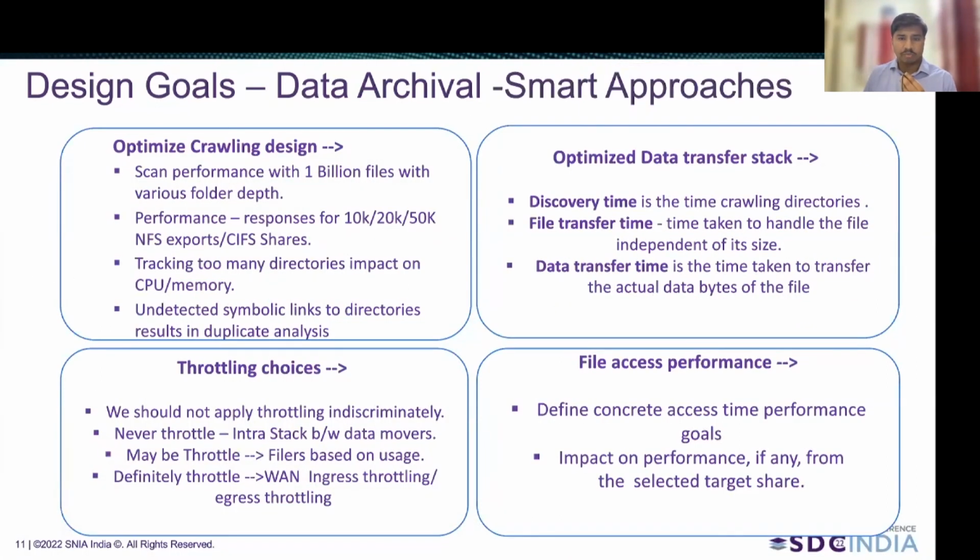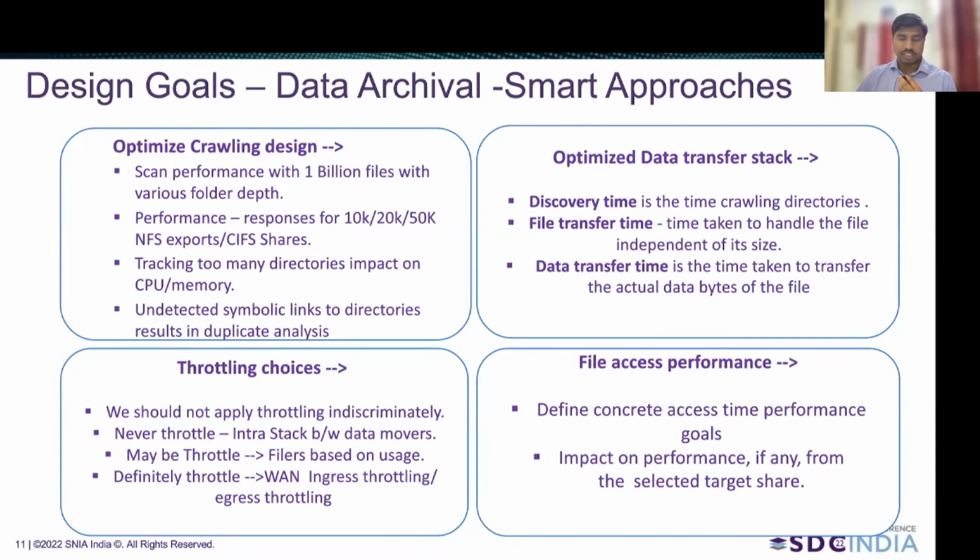let us see what are the recurring ways or smart approaches that one can take for optimizing the data archival solution. So first thing, get the best out of your crawling design. Crawling has to be seamless. It has to work from files ranging up to billions of files across the folder depth. You can use multiple algorithms or custom design choices within your company. It can be proprietary or it can be patented ones, but they need to hold up to this kind of scanning running into billions of files.